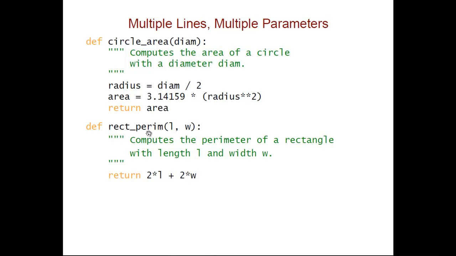Here is an example of a function that takes multiple parameters. It's called rectPerim. It takes the length of a rectangle, L, and the width of that same rectangle. Notice how you have to have a comma in between the parameters if you have more than one. And then we're returning twice the length plus twice the width.